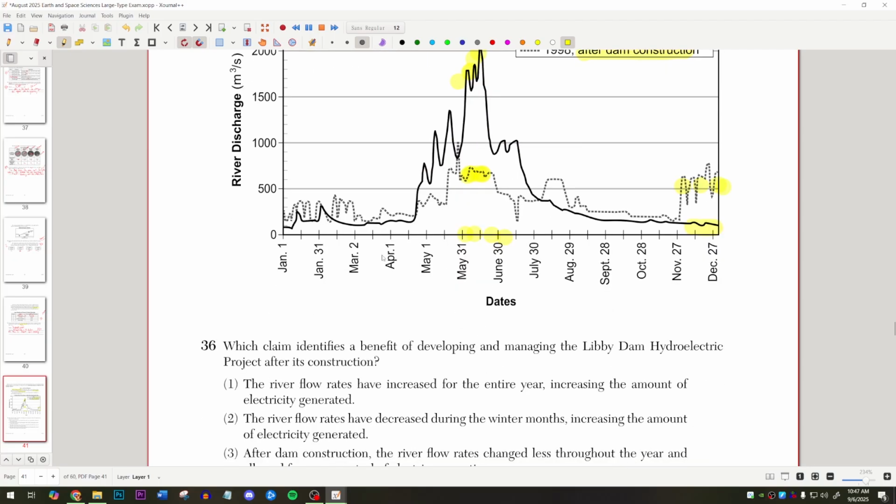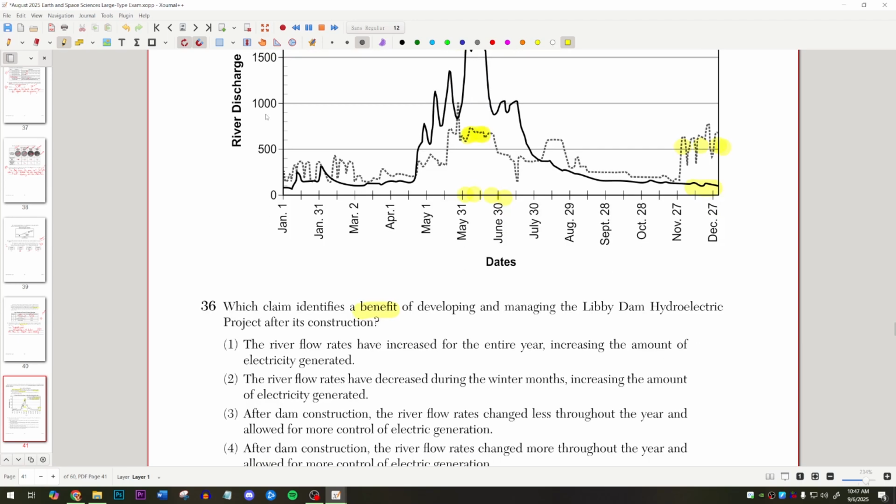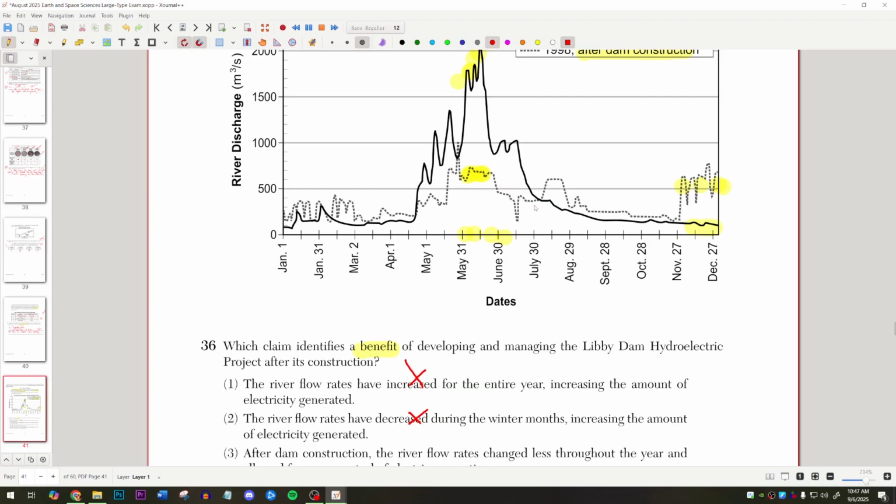Which claim identifies a benefit of developing and managing the Libby Dam hydroelectric project after its construction? So why is it good? The river flow rates have increased for the entire year? No. The river flow rates have decreased during winter months. Is that true? No, it increased during winter months, so that's wrong. After dam construction, the river flow rates change less throughout the year and allowed for more control of electric generation. That's probably true. They're definitely changing less.